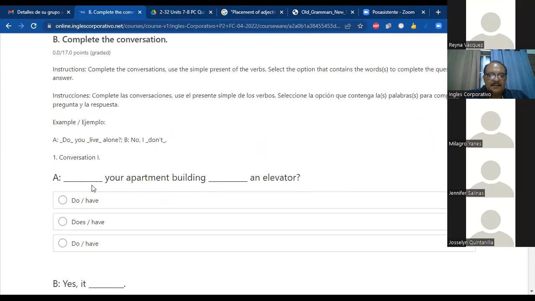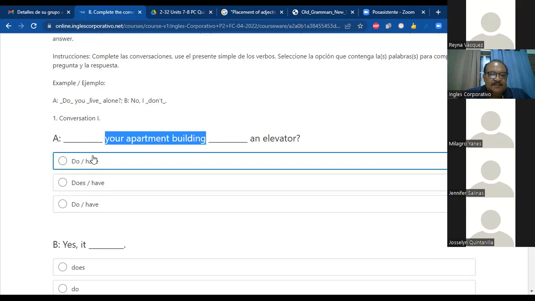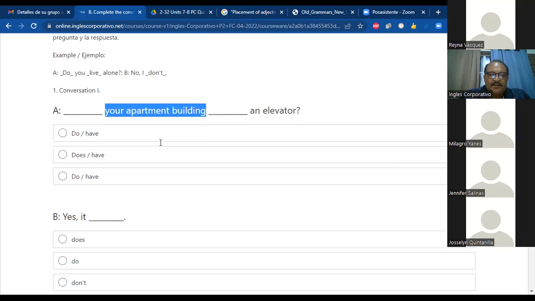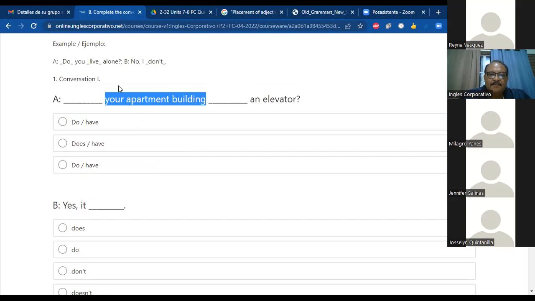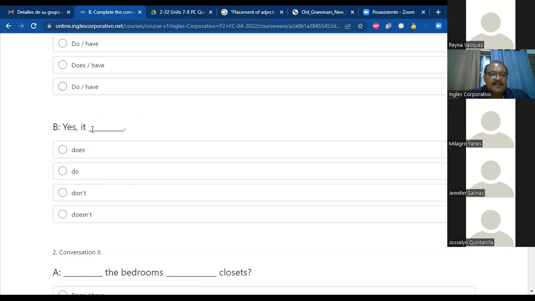Aquí vamos a usar las preguntas y los ejercicios como los que hemos estado haciendo anteriormente. O sea, si es do your apartment building, esta es la clave. Your apartment building se está refiriendo a un objeto, es singular. ¿Ok? Entonces, no se vayan a confundir con do. ¿Ok? Es tercera persona. ¿Ok? Does your apartment building have... Does have. Uh-huh. Does have. ¿Ok? Yes, it does.